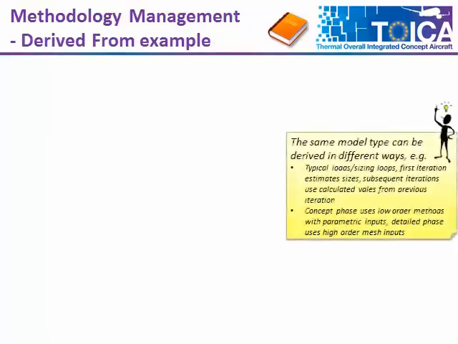The information model allows a model type to be generated in different ways in different collaborative modelling templates. This is covered in more detail in the documentation. A typical use for this is in a load sizing loops process, where the same model type is initially derived from key values that are estimated sizes, and in subsequent iterations it's derived from models generated from previous iterations. Another typical example is where a model type can be generated using lower order methods in a concept phase, and then higher order methods in a later part of the design process.